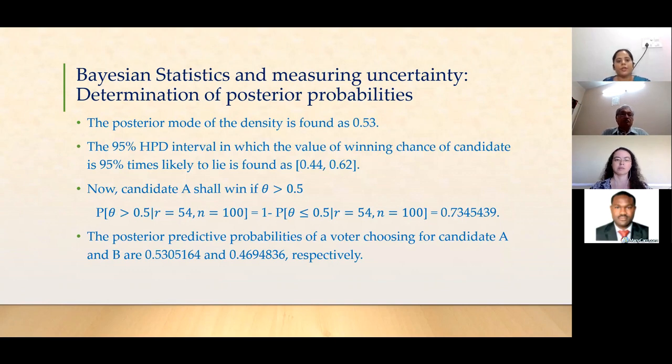We have got further estimation in the form of the posterior mode, and that was found to be 0.53. We have also got the 95% HPD, highest posterior density interval. And as the question said, to find out the winning chances of candidate A, we've got the posterior probability of theta being greater than 0.5, and we got the answer as 0.73. Further, the posterior predictive probabilities of a voter choosing candidate A and B are 0.53 and 0.47 respectively. How did I get these results?